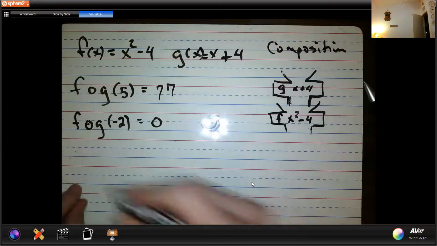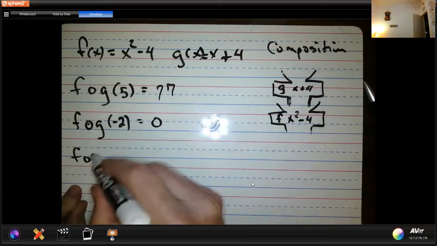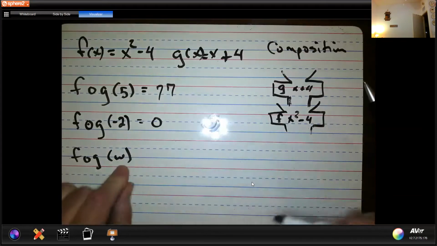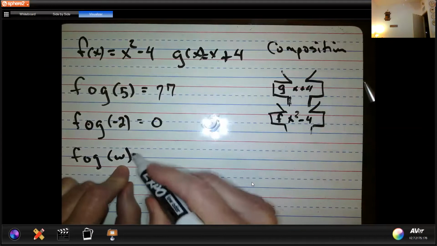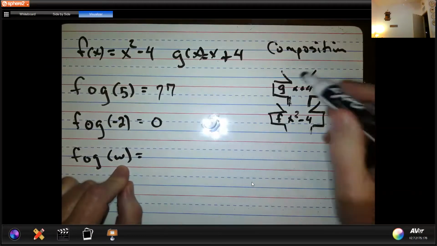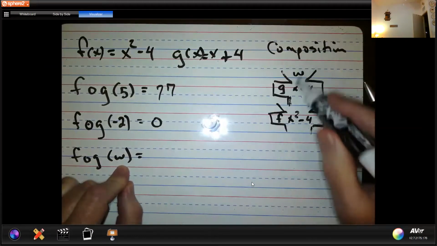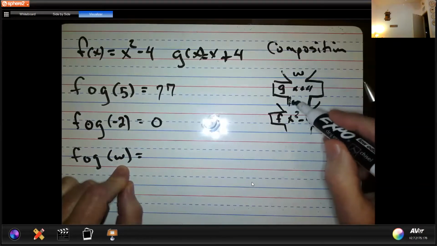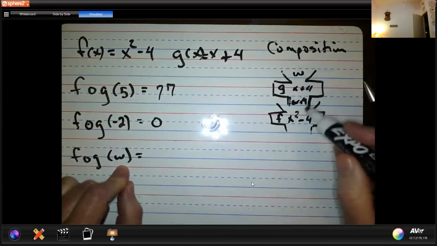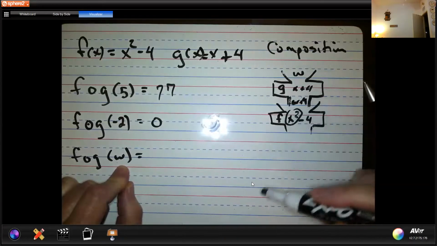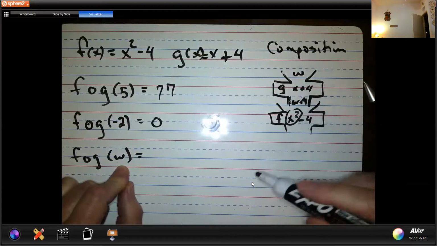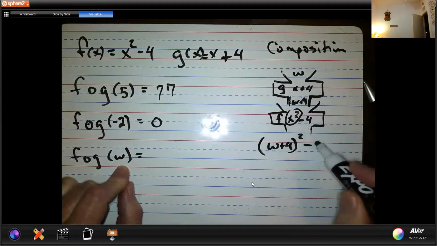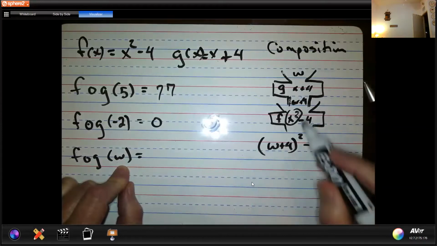Now let's find the formula. What is F circle G? Let's plug in a letter. That way we'll find a formula. All right, we want to write the formula. So if W goes in, what's going to come out? W plus 4, right? W plus 4. And now W plus 4 has to fall right there. It goes right into the F machine. So I have W plus 4 squared minus 4. All right, that's what comes out.